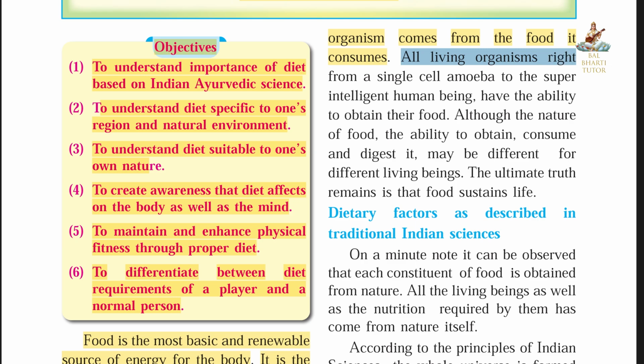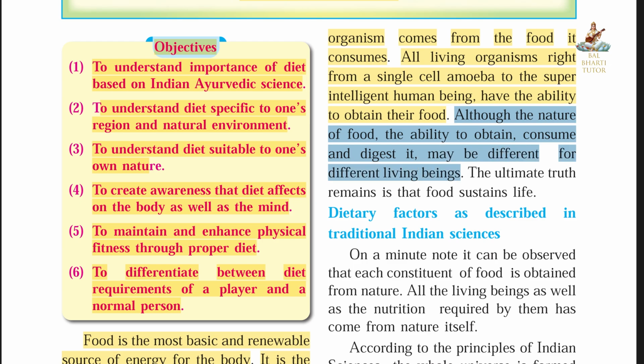All living organisms, right from a single cell amoeba to the super intelligent human being, have the ability to obtain their food. Although the nature of food, and the ability to obtain, consume, and digest it may be different for different living beings, the ultimate truth remains that food sustains life.